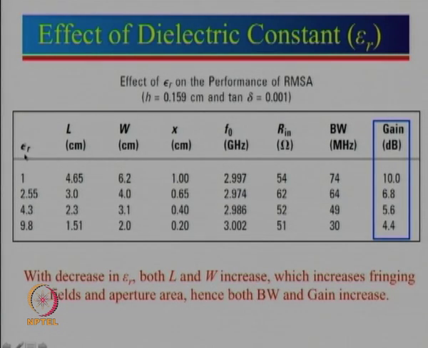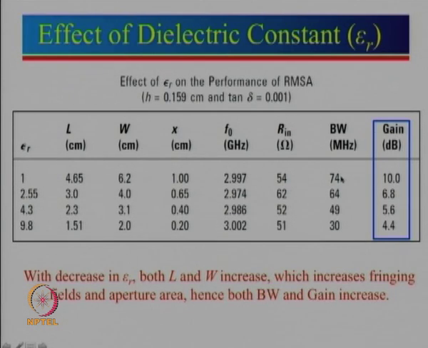So for epsilon r equal to 1, bandwidth is 74 megahertz, and as we keep on increasing epsilon r, you can see that the bandwidth is decreasing. Now there is an interesting thing: for epsilon r equal to 1, gain is around 10 dB, and for 2.55 gain is around 6.8 dB. Now think this way, if you have to design an antenna, 2.55 is a very expensive substrate, whereas epsilon r 1 corresponds to air. So if you design an antenna for air, you can get very good gain, and also very good bandwidth.